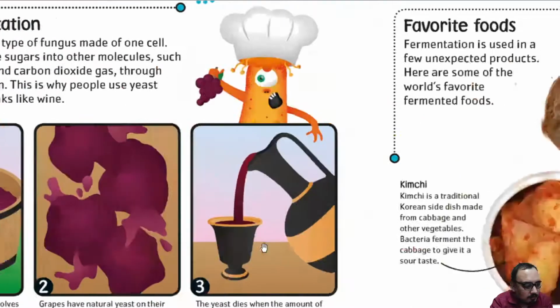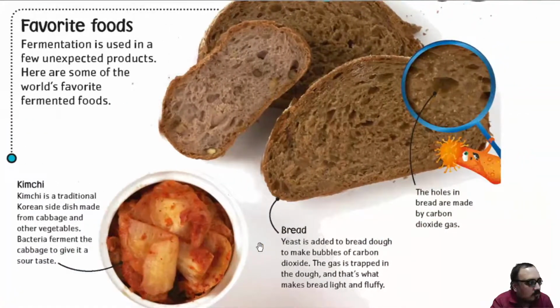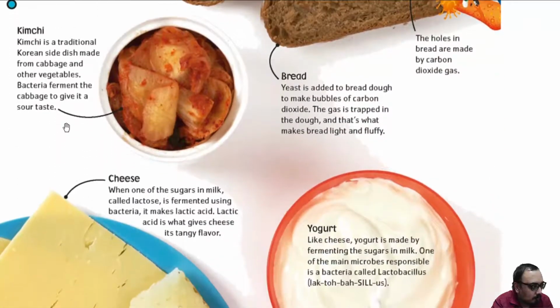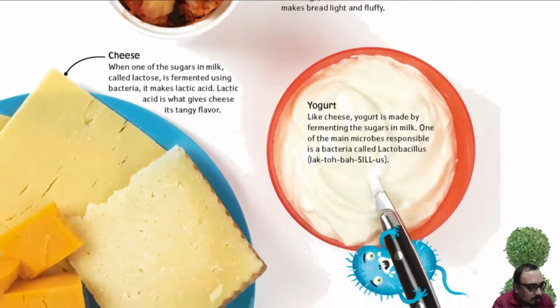Now some other foods also, such as bread, which you already know, where you can see the holes which are made by the carbon dioxide gas. Next comes kimchi. This is a traditional Korean dish made from cabbage and other vegetables, where bacteria ferment the cabbage to give a sour taste.